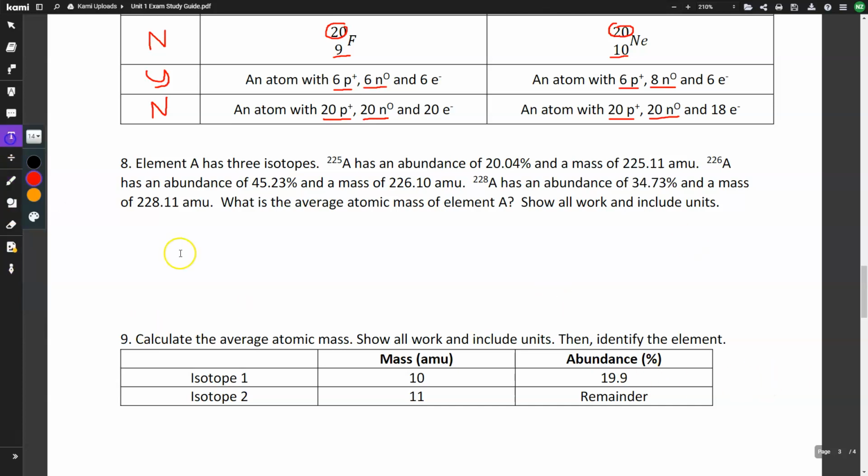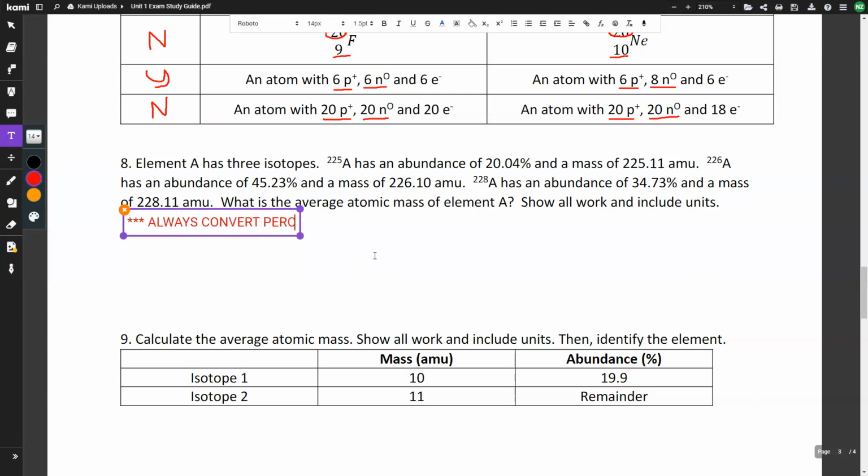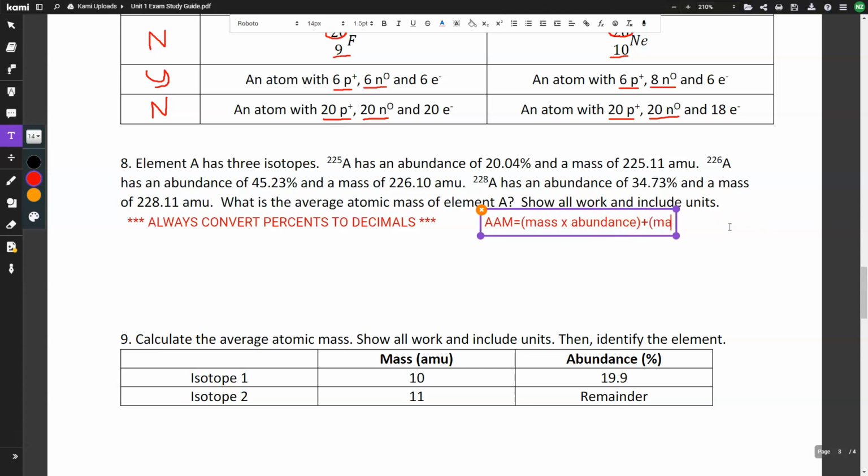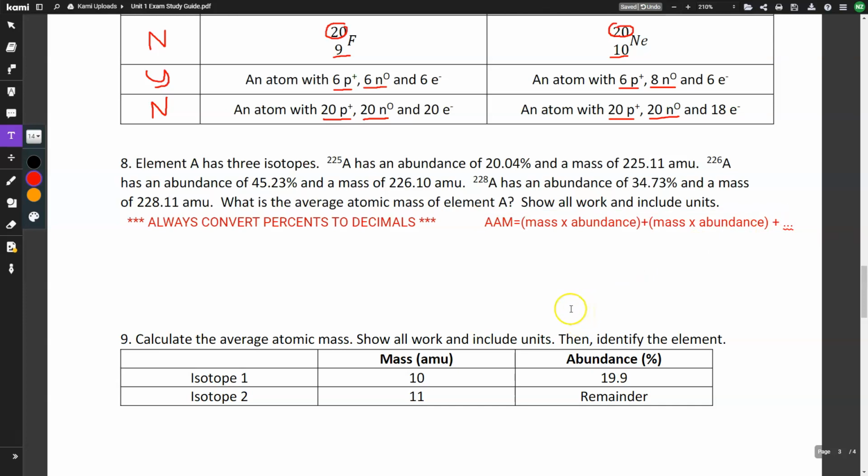Okay, first things first, most importantly, always convert percents to decimals. Our formula is average atomic mass is equal to mass times abundance plus mass times abundance. You just keep doing that for as many isotopes as there are. In this case, we have 3. Now, to convert our percents to decimals, we can divide each one by 100.